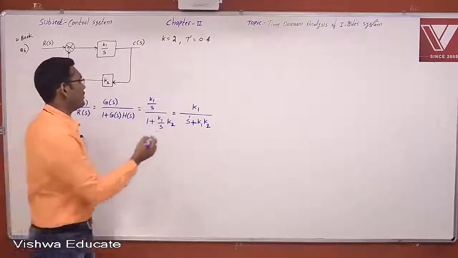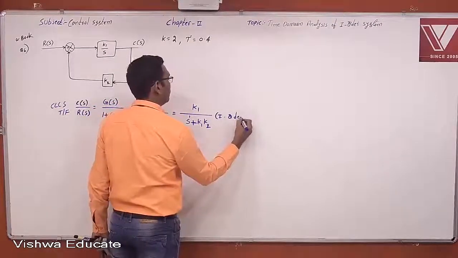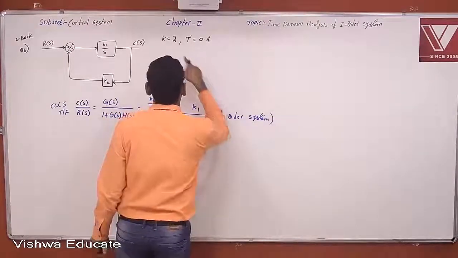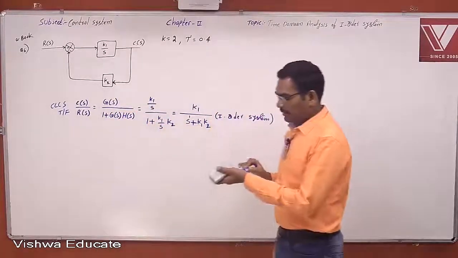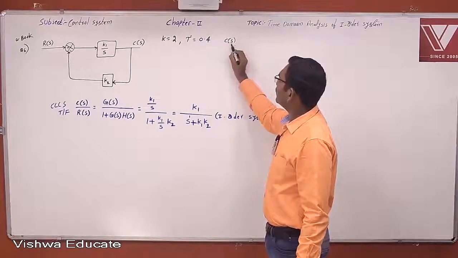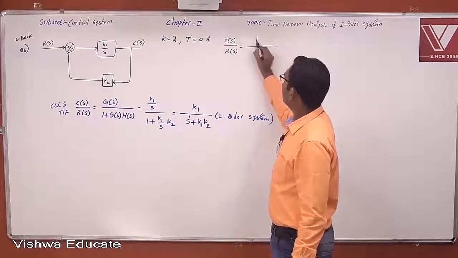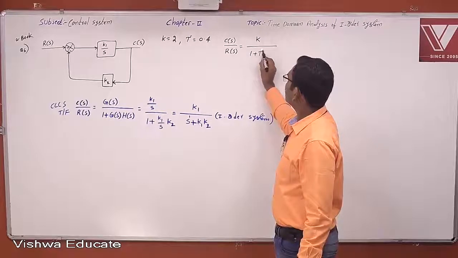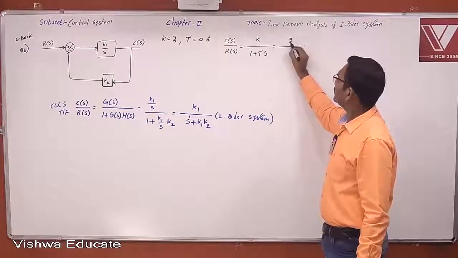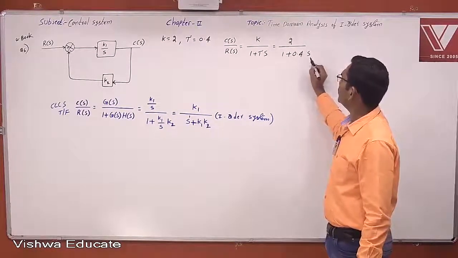From the block diagram, this is the first order closed loop control system transfer function. But what is the standard first order system with gain and time constant? The standard first order system with gain and time constant is C of S by R of S equal to K by 1 plus tau S. You know that, right? Now therefore, K is the system gain 2, and 1 plus tau S is 1 plus 0.4 seconds into S.